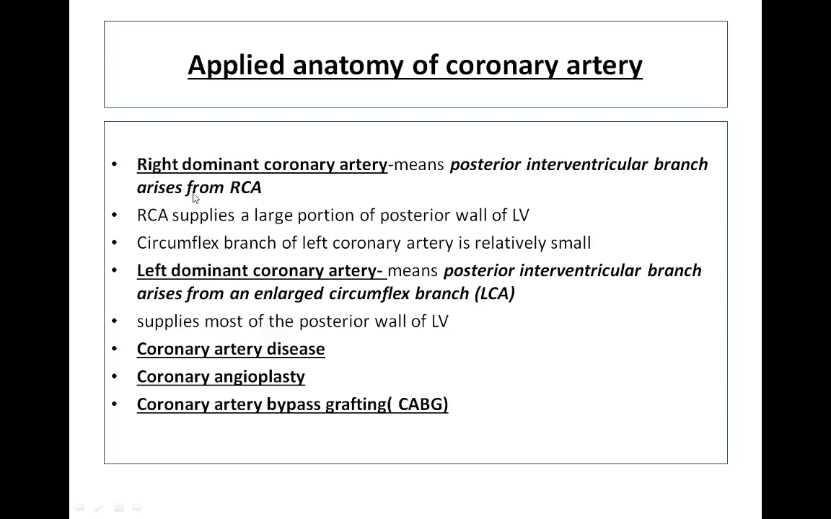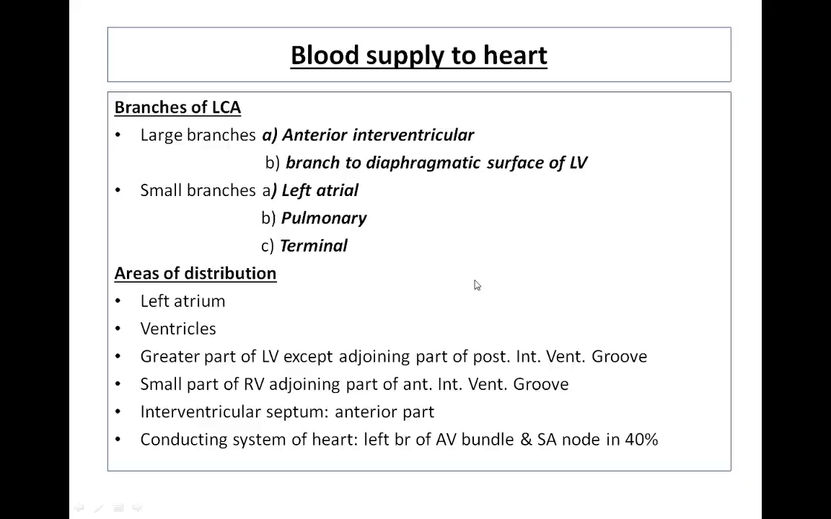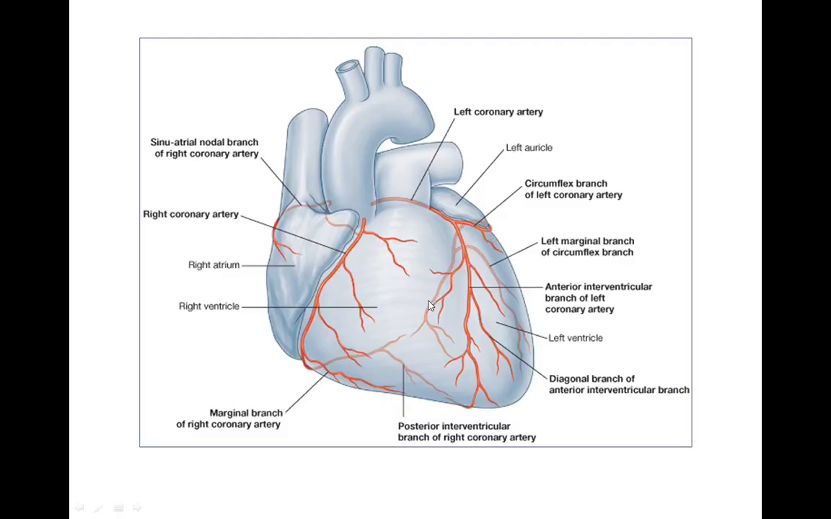Then in this case, what will happen? The right coronary artery supplies a large portion of the posterior wall of the left ventricle. The circumflex branch of the left coronary artery is relatively small in this case, because this is our circumflex branch. So this is our posterior interventricular groove.